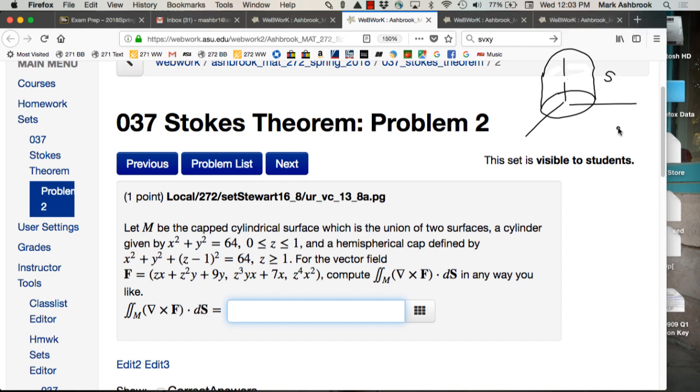Is it an open surface or a closed surface? Open or closed? Oh, you were better on the first try. This is an open surface. Why is it an open surface? The bottom is open, right? It doesn't have an inside and an outside. It has more like a top and a bottom.